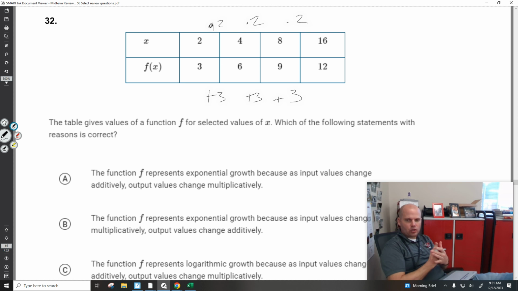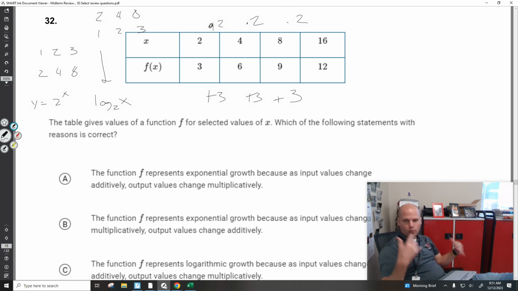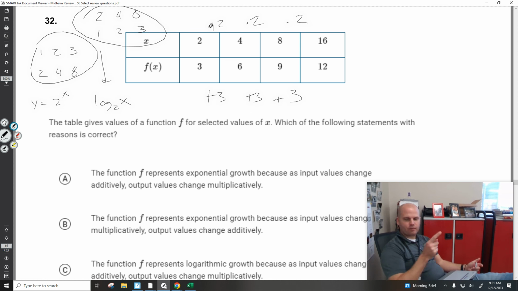This is the definition of a logarithmic function. Exponential functions, 1, 2, 3, 2, 4, 8. This is y equals 2 to the x. If I flip them, 2, 4, 8, 1, 2, 3, this is the inverse. We talked about inverses undoing. Boom. You kind of know if this is 2 to the x, and then you flip-flop the points, then they must be inverses of each other. Well, the inverse of 2 to the x is log base 2. So, seeing inputs multiplying by numbers, outputs increasing linearly, logarithmic.